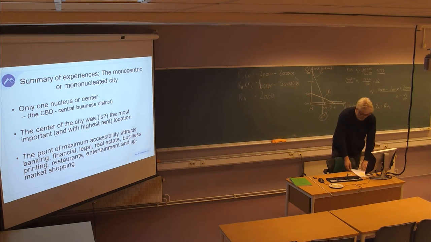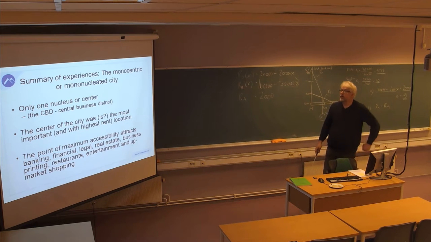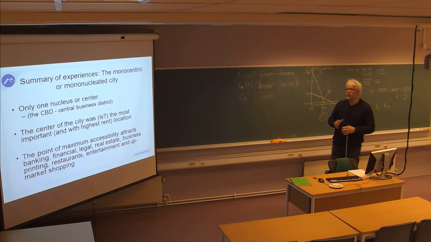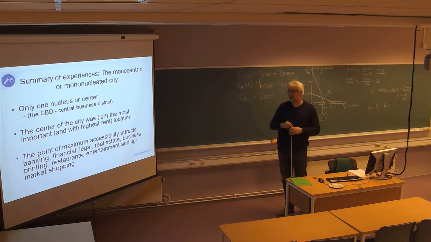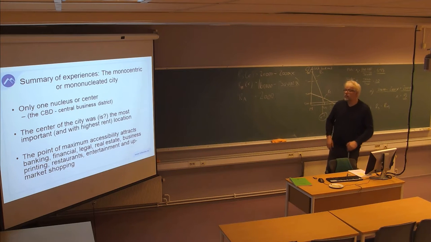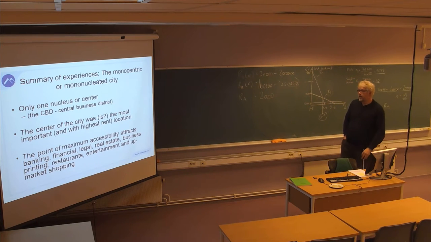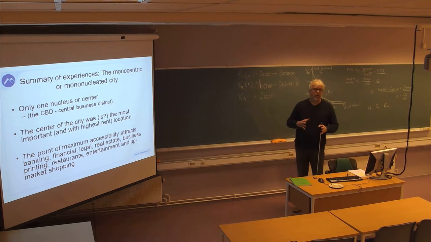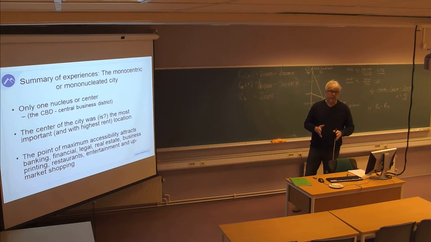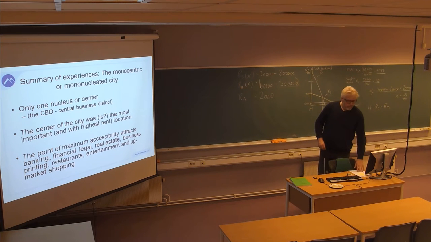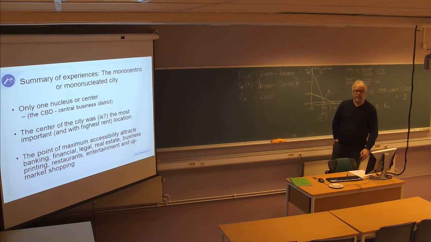So what we see in connection with monocentric or mononucleated cities is one center where the central business district is the most important location in terms of land rent, and this attracts activities with high returns per square meter of land, where they can do with less area per unit of production, so to speak, and with high returns.